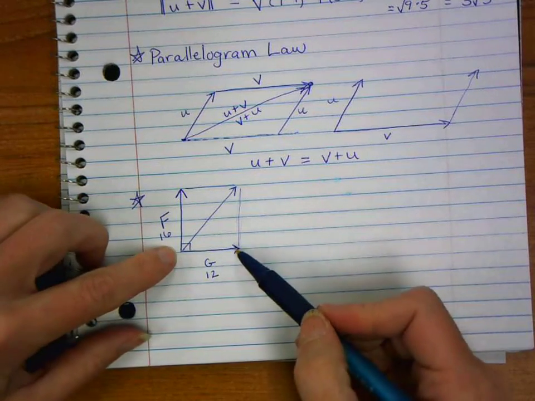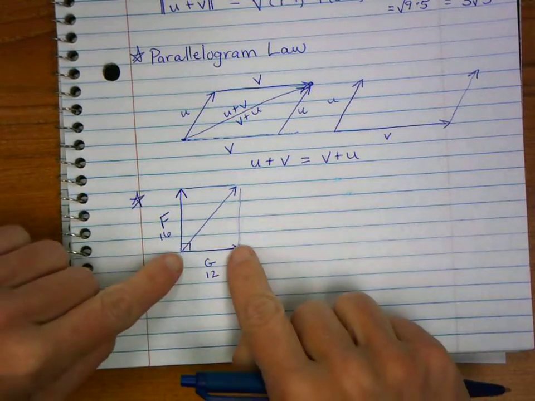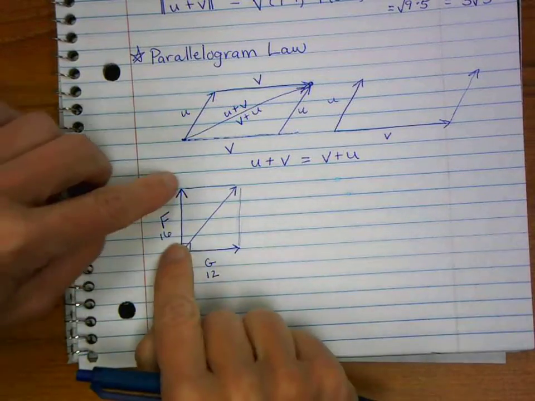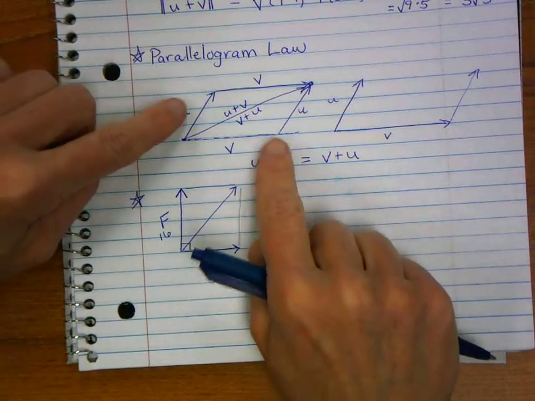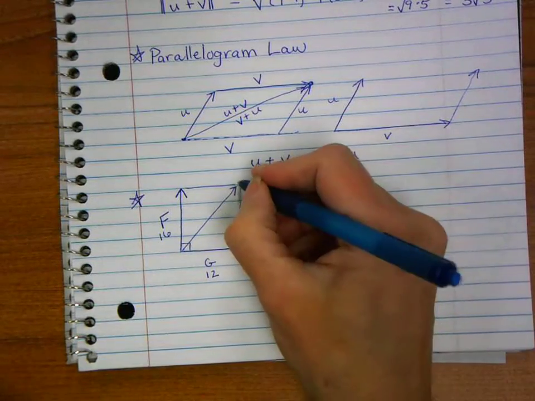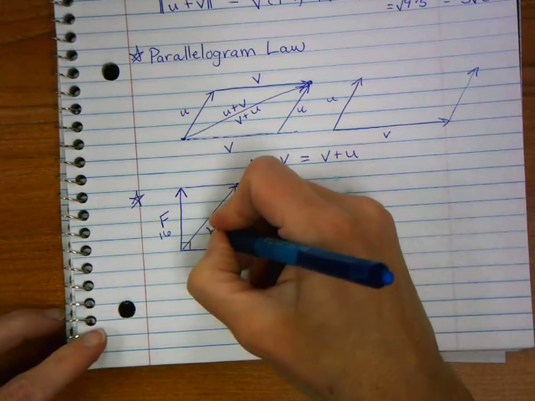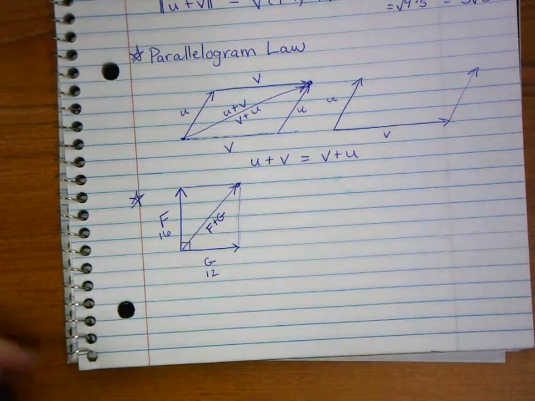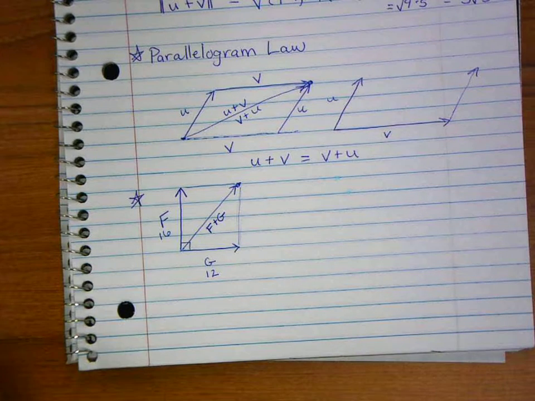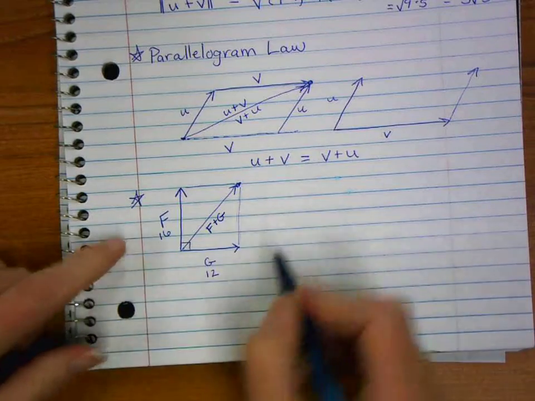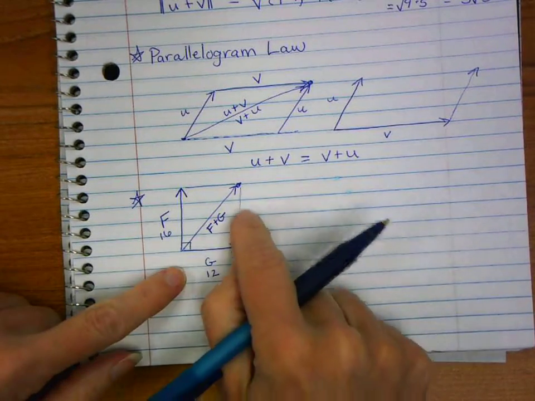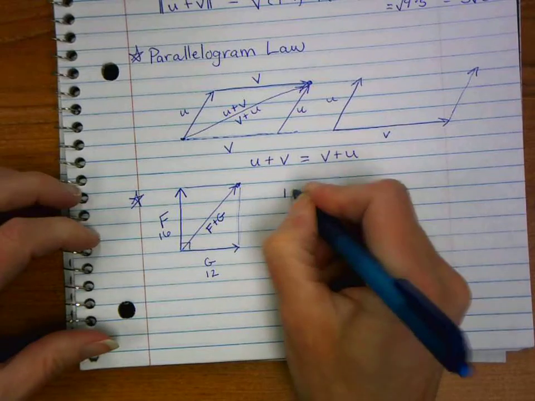And I know that because I could take this vector and slide it up, or I could take this one and slide it over. I can do this parallelogram law geometrically. I know that the diagonal is my resultant vector, F plus G. So in order to find the magnitude of the resultant vector, I can go back through a squared plus b squared equals c squared. We'll do it that way this time.